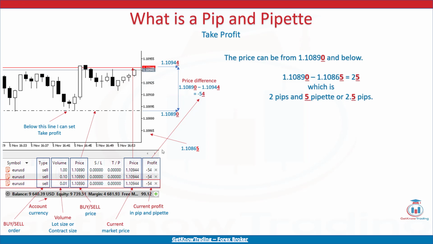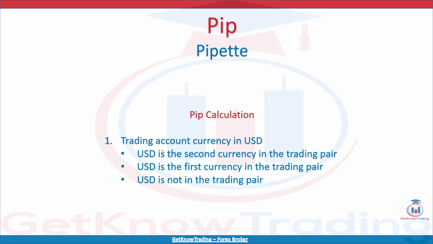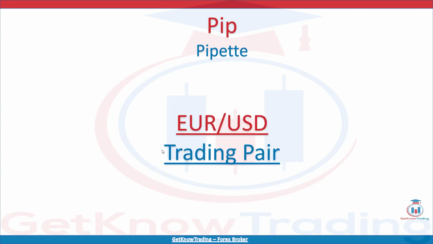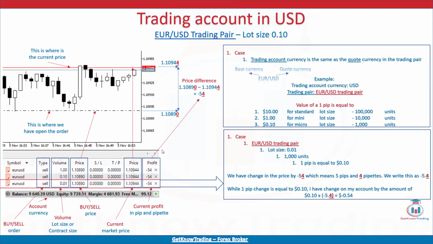In the next part of this lesson I will show you how to calculate the pip value, because the pip value depends on the lot size you will use on each trade you open. For example, a standard lot size will give you a different pip value compared to a micro lot or mini lot. As a first example, I will use the Euro-USD trading pair. The first lot size will be micro lot size, which is 0.10. The value of a pip with a micro lot size is 10 cents or $0.10 per each pip.